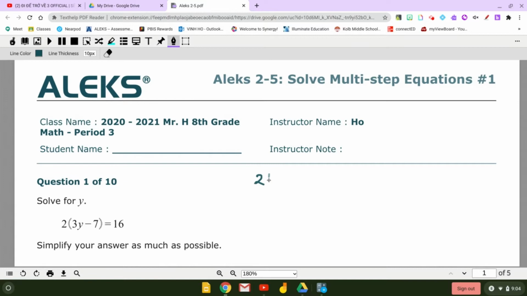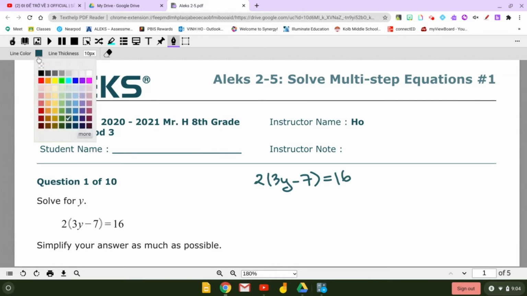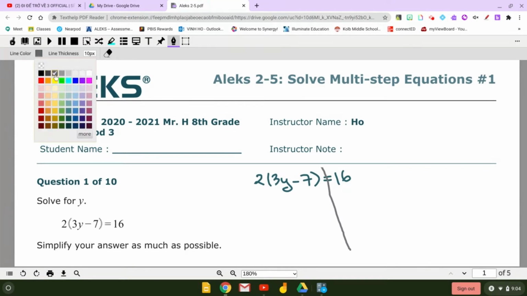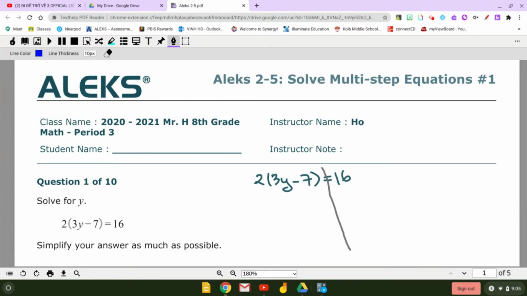We have 2 times (3y minus 7) equal to 16. Okay, so as usual, step 1, we're going to draw the line through the equal sign, right? Step 2, parentheses. So we have to distribute 2 into the parentheses. We're going to multiply it in. 2 times 3y is 6y, and 2 times 7 is 14, equal to 16.